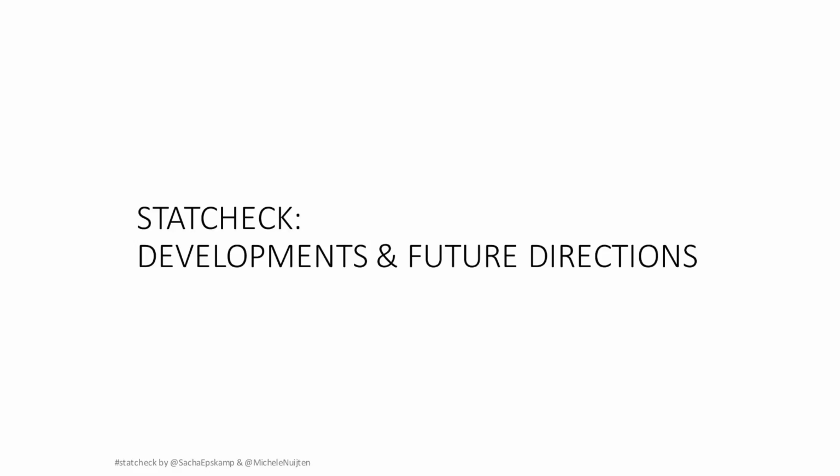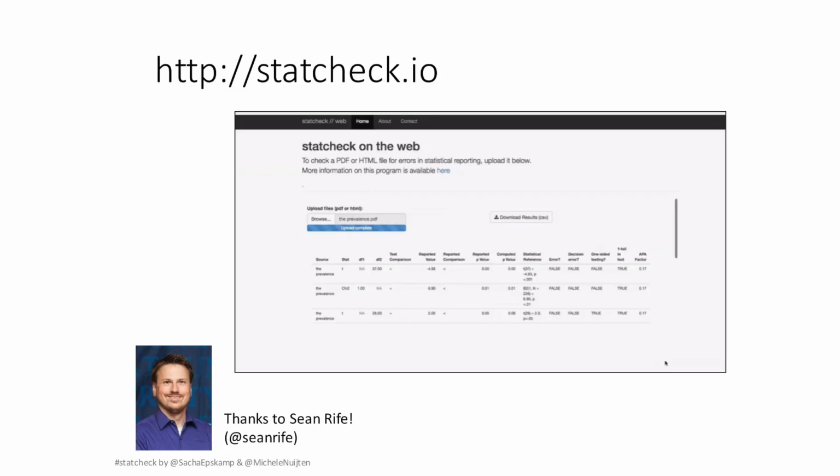Statcheck was already available as an R package, but now it's also available on the web for people who don't know how to use R, for instance. It's a very simple tool where you can upload a paper and it will give you back a table with all the results it could find and whether these were consistent or not. I have to thank Sean Rife from Murray State University for helping me out with building this app. So this is at the level of the authors themselves. They could check their own manuscripts before sending them into a journal.